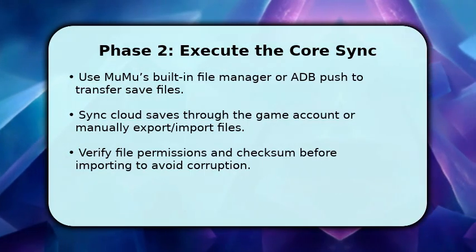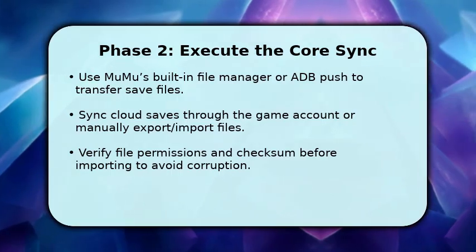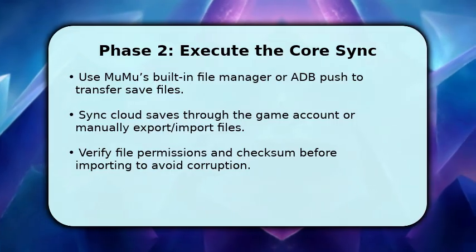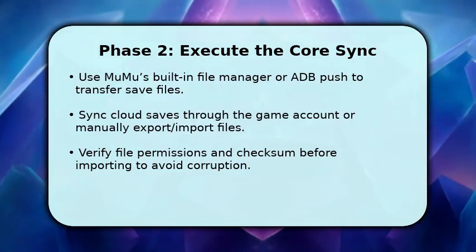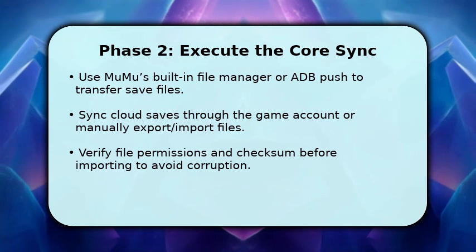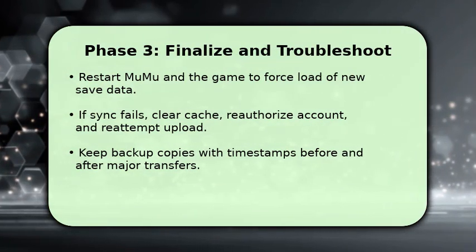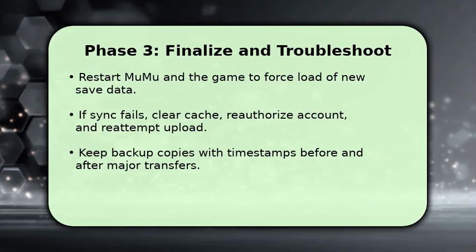Make sure to set correct file permissions and compare checksums so you don't import corrupted data. If file names differ, rename them carefully to match the emulator's expected schema. Finish by restarting Mumu and the app so the emulator indexes new files and the game loads the updated save.